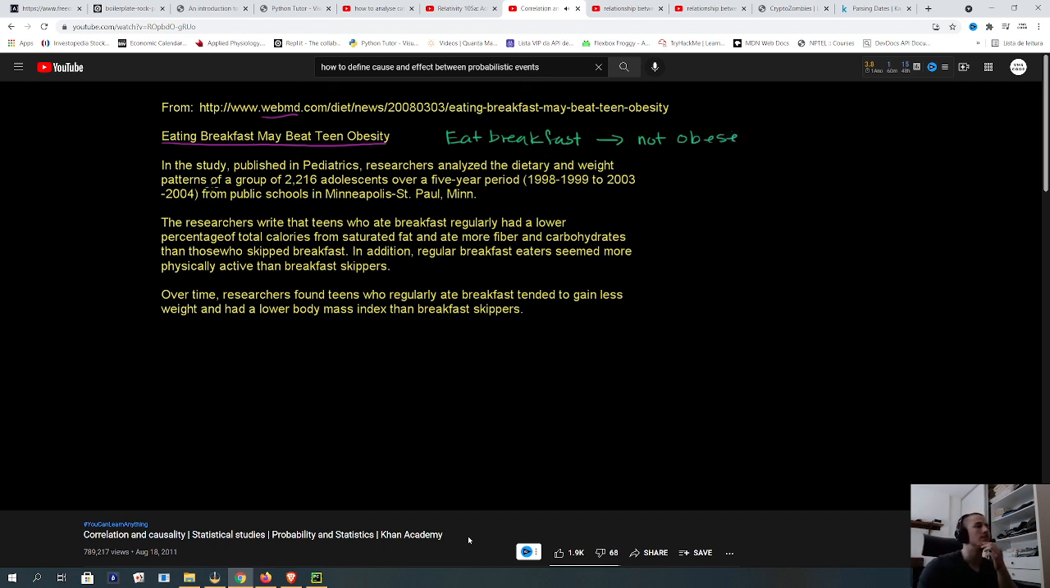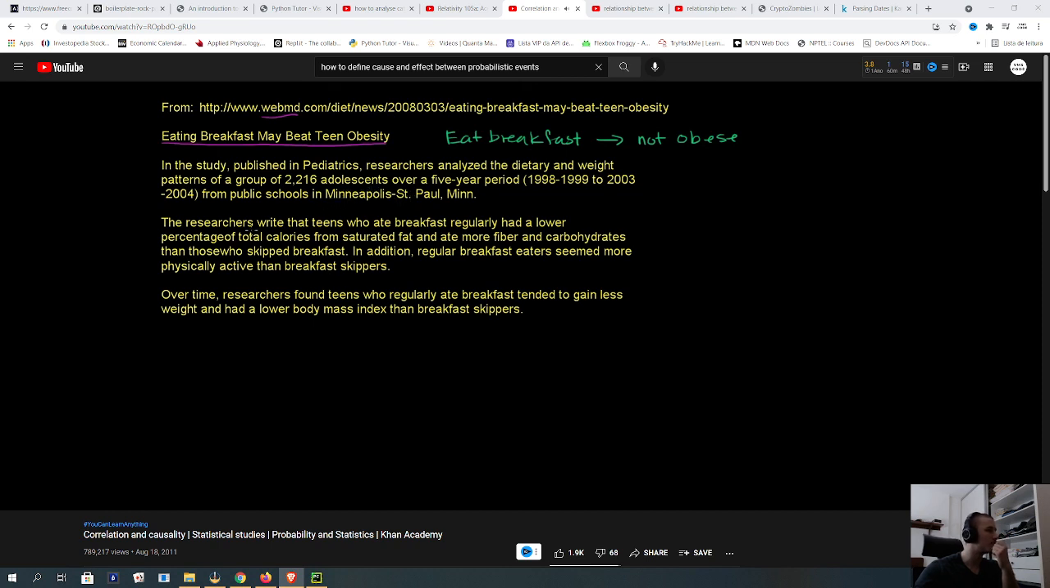And then they tell us about the study. In the study published in Pediatrics, researchers analyzed the dietary and weight patterns of a group of 2,216 adolescents over a 5-year period from public schools in Minneapolis, St. Paul, Minnesota. And I won't talk too much about this. Looks like a good sample size. It was over a large period of time. I'll just give the researchers the benefit of the doubt, assume that it was over a broad audience, that they were able to control for a lot of variables.